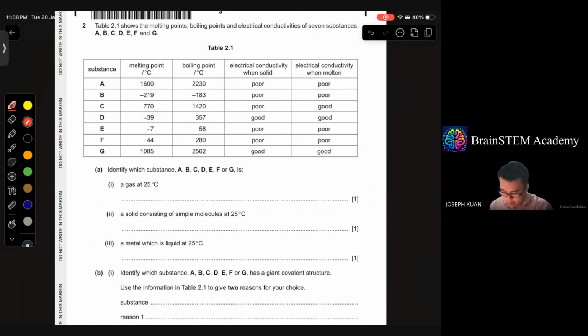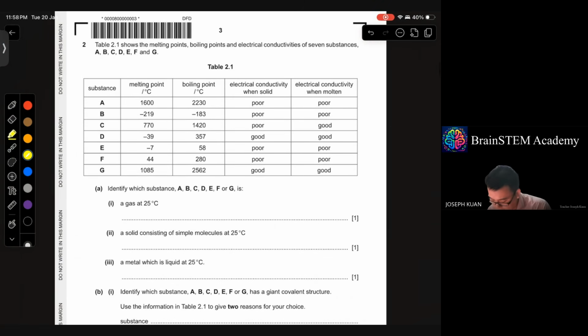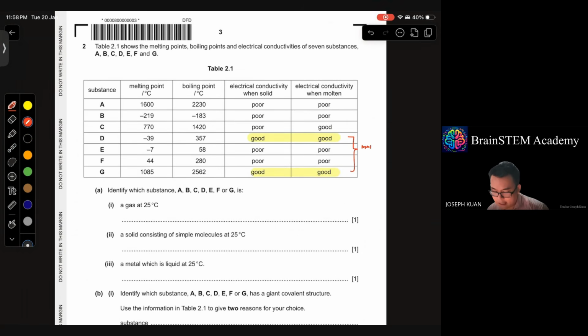We see what are the ones that are different. Okay, the first, more obvious to students, right, is the fact about G and D. Okay, G and D have very good electrical conductivity in both solid or molten state. Okay, so that should give us the idea that they are most likely metals. Okay, they are most likely metals because metals have good electrical conductivity in both solid and molten states because electrons are free to move.